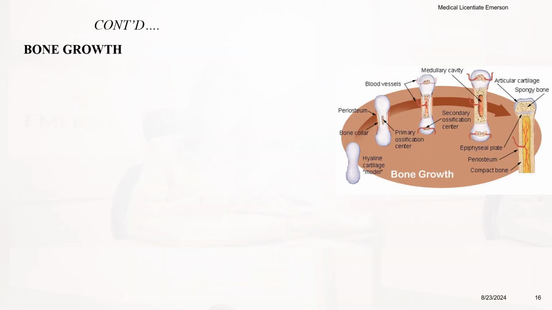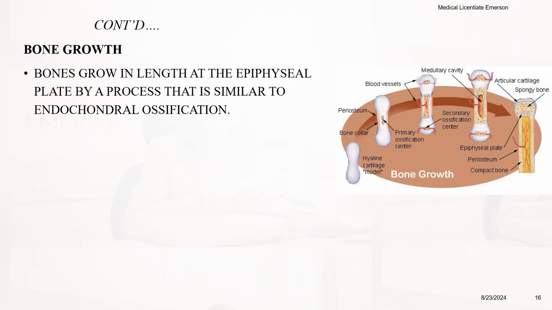Okay, then bone growth. So how do the bones grow? Bones grow in length at the epiphyseal plates by a process that is similar to endochondral ossification. So meaning they don't grow on the diaphysis, they grow on the end of the bone, which is the epiphyseal plates, where the end of the bone is on the epiphyseal plates. Okay, so here will be where I'm pointing.